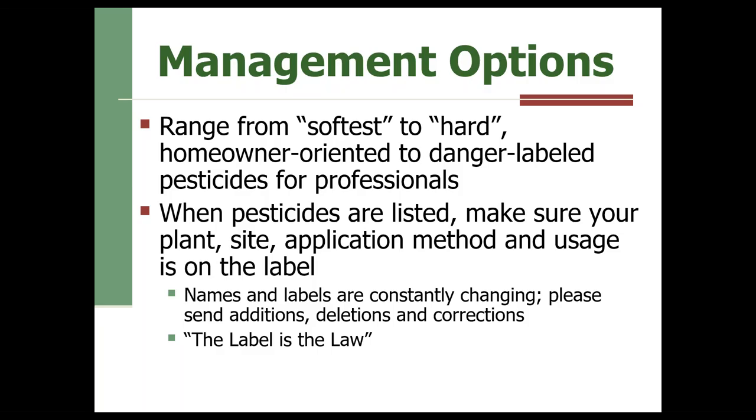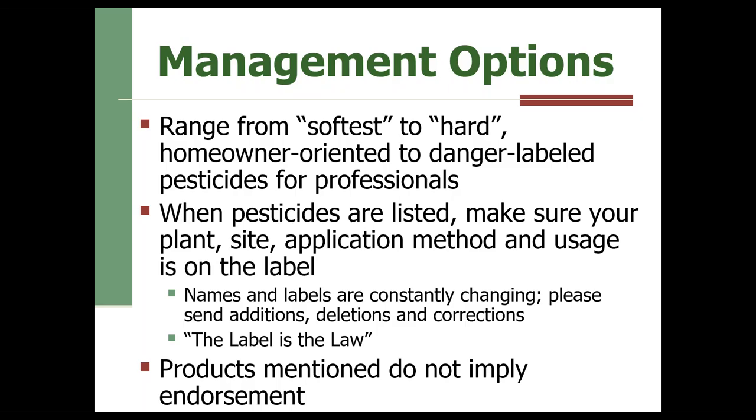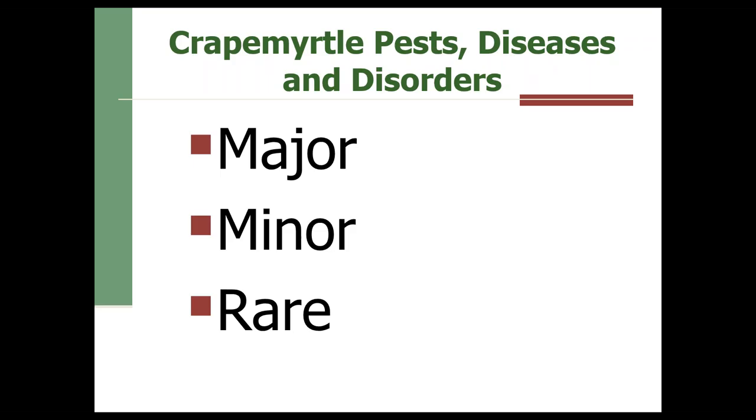And finally, when possible, I am going to give examples of products that relate to some of the pesticides out there, just to give you a better idea of what some of these are, but obviously I'm not necessarily endorsing any of these products. What I've done for crape myrtle pests, diseases, and disorders is I've grouped them into what I call major, minor, and rare. That's sort of my arbitrary way that I've separated them. And it'll be interesting to get some of your perspectives as to what you might think are major or minor compared to what I think are major or minor.